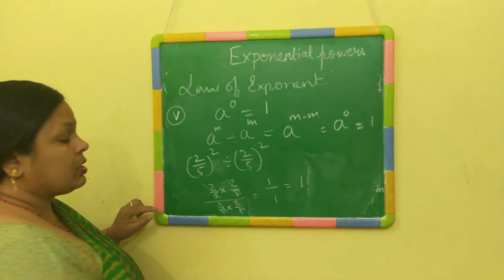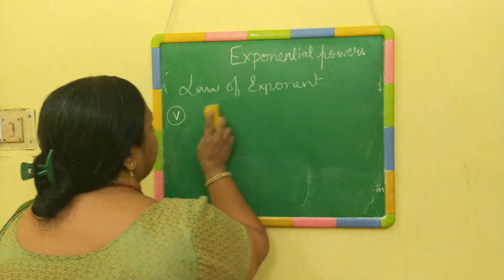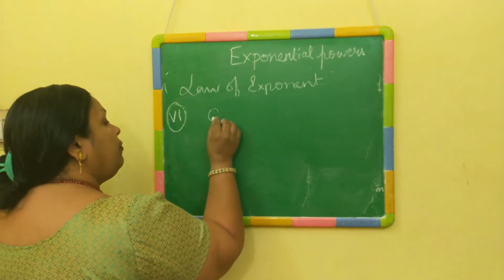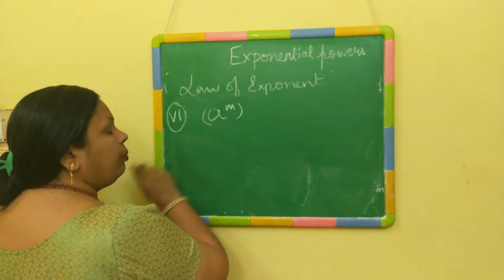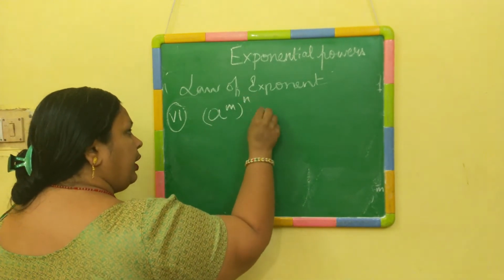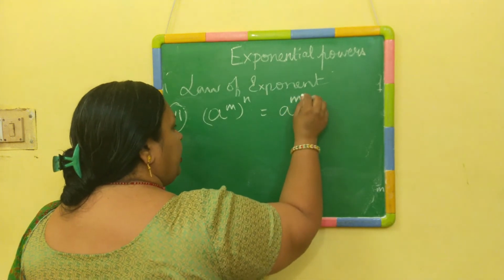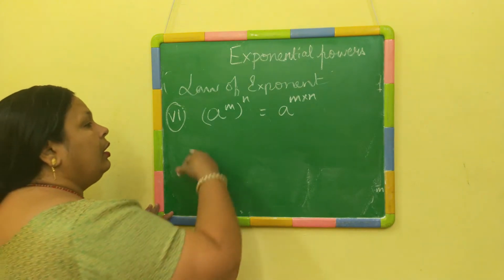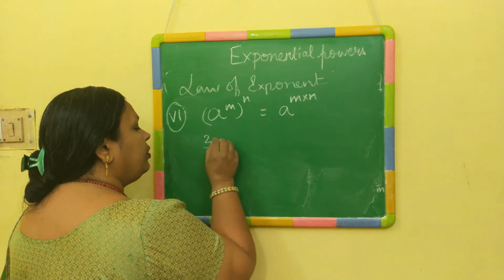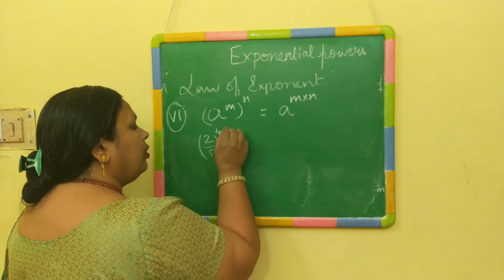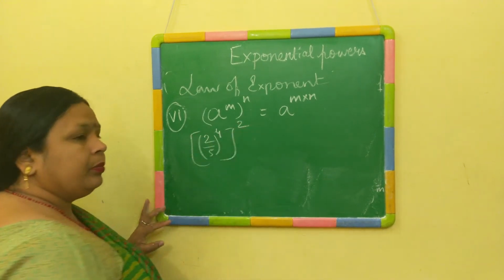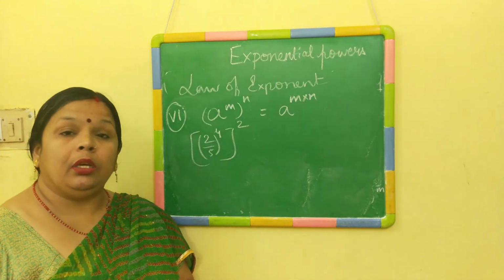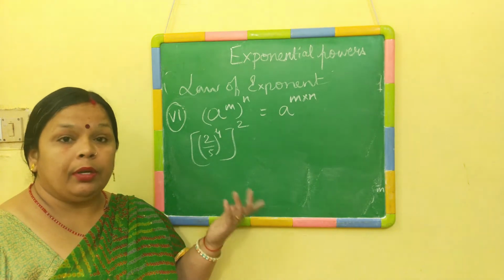Coming to the sixth law. Now, the sixth law says, if a is raised to the power m and the whole is raised to the power n, then the resultant will be a power m into n. How exactly is it? This is 2 by 5 power 4 whole power 2. So, as we know, m into n is equal to n into m. We can write it in both the ways.